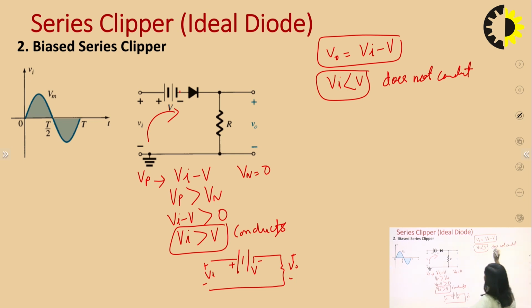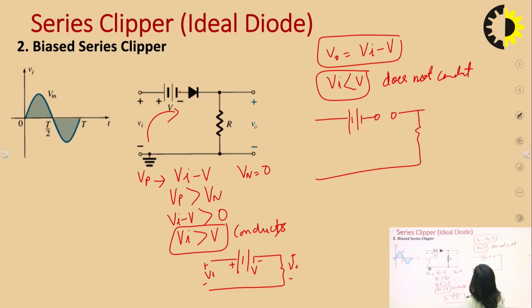Diode does not conduct, and the equivalent circuit in this condition means the diode will be an open circuit. So we can see now this diode is open circuit, so the output will be 0 in this case. Now we have to draw the waveform.